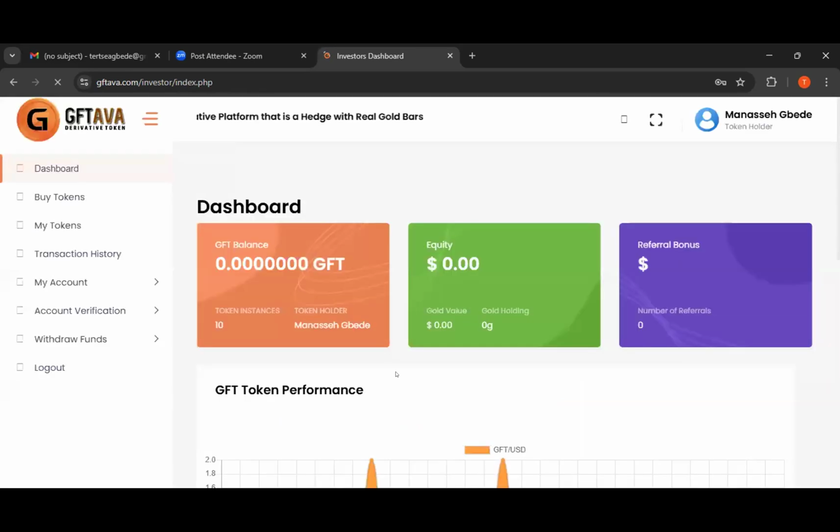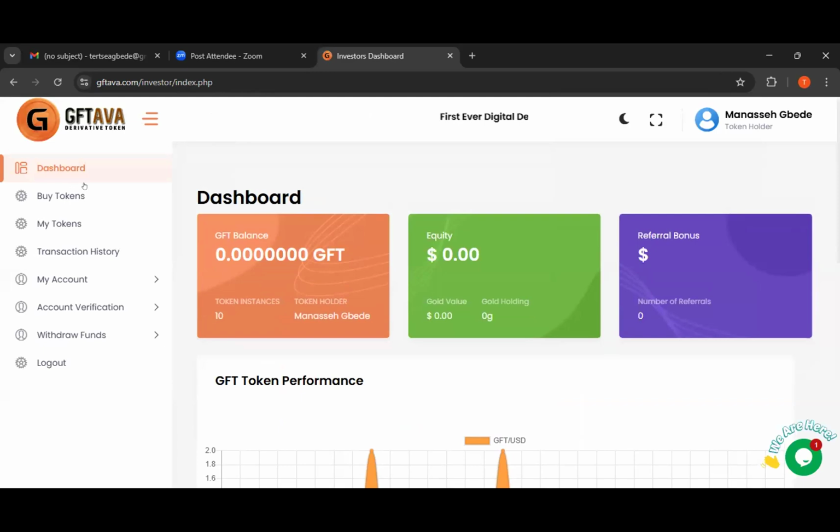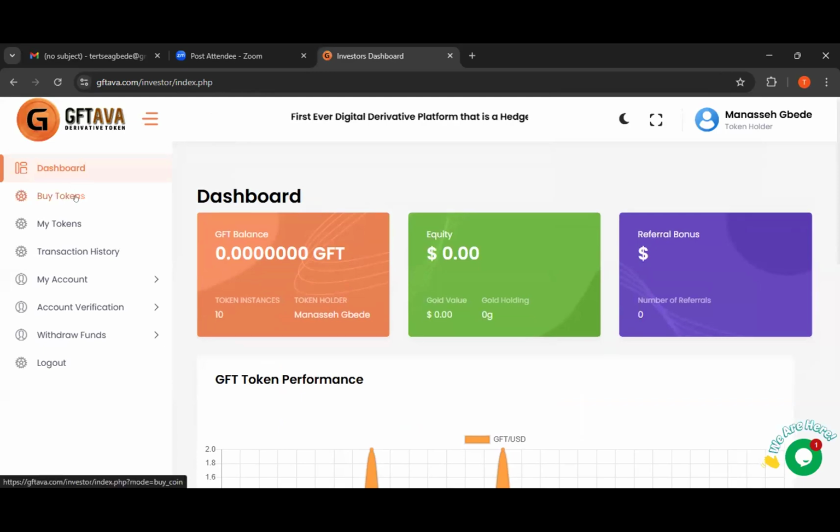So basically, this is my dashboard. By the time you are done with your registration, this is how your dashboard will look like. From here, you can buy your tokens, you can see your transaction history, you can get your account verified, you can fund your account and all of that. So this is basically what the GFT platform looks like.